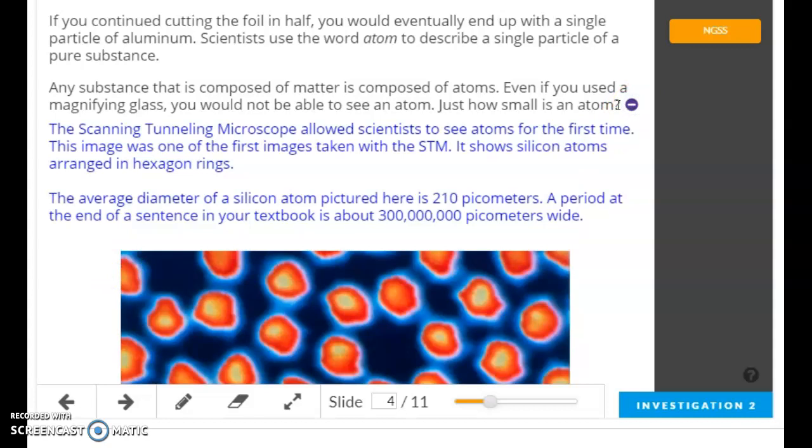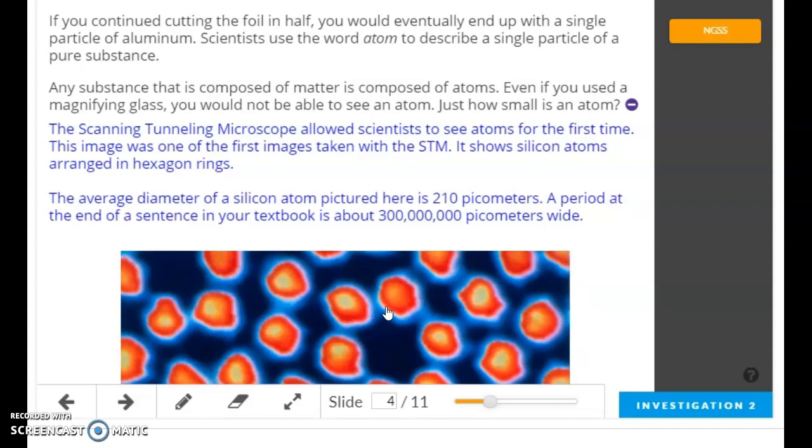The scanning tunneling microscope allowed scientists to see atoms for the first time. This image was one of the first images taken with the STM. It shows silicon atoms arranged in hexagon rings. You can see those right here. So these are individual silicon atoms. And remember, hex means 6. Okay, so there's 6 of them in a ring. The average diameter of a silicon atom pictured here is 210 picometers. So if I were to take the measurement of the diameter of one atom right there, that would be 210 picometers. What is a picometer?